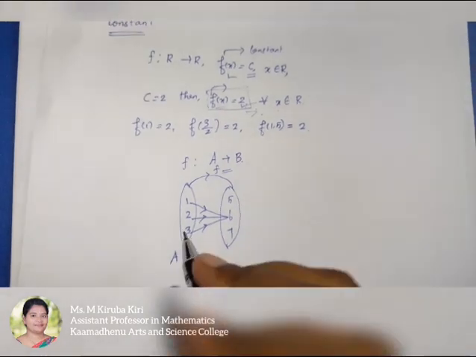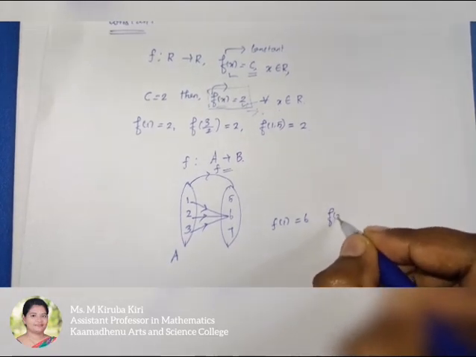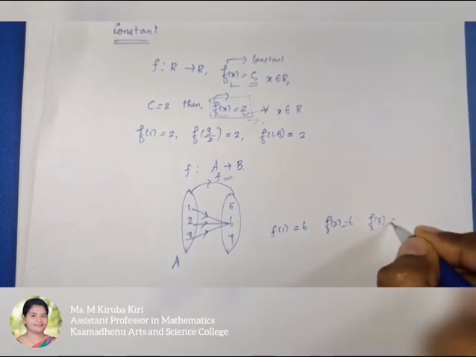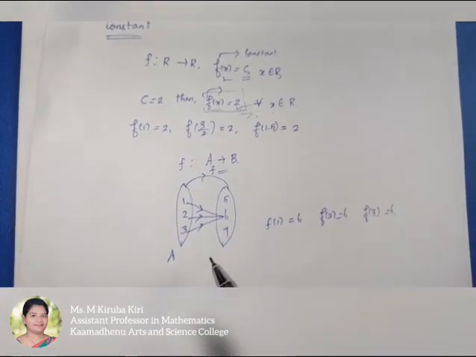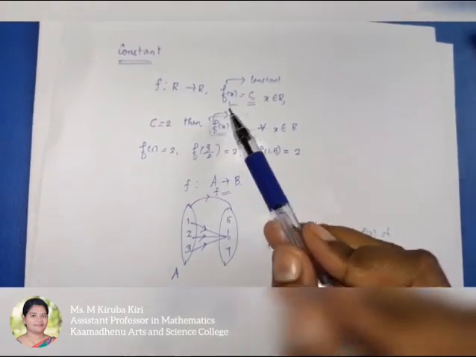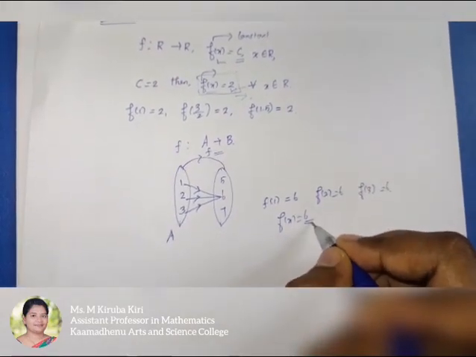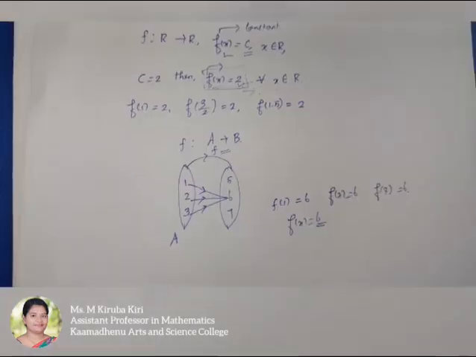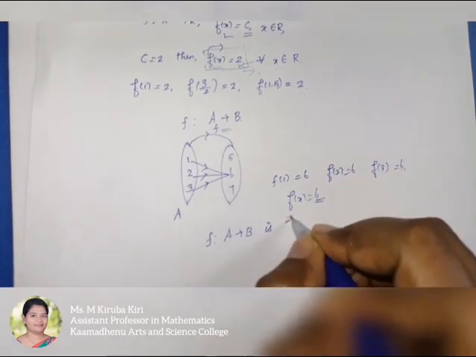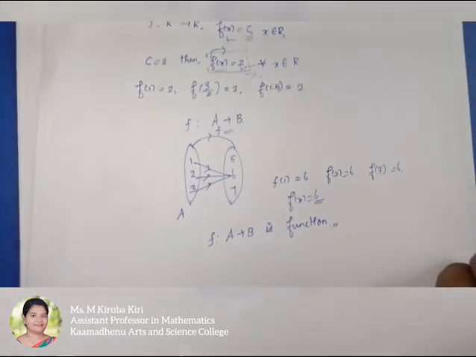Now you can see f of 1 is 6, f of 2 is 6, and what is f of 3? f of 3 is also 6. What you can understand from this arrow diagram is f of x equal to c. Here f of x equal to 6, and 6 is also a constant number. So we can say f from A to B is a function, and it is a constant function.